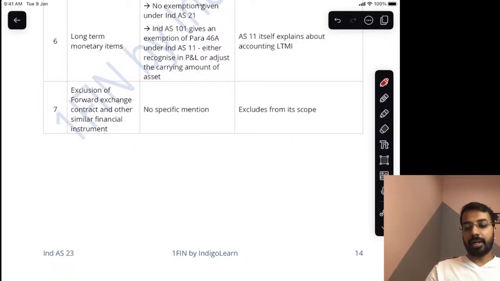Monetary item, non-monetary item, how to identify the difference? Monetary item, the amount is fixed. Customer, I have to receive 1,000, the amount is fixed. Supplier, I have to pay 1,000, the amount is fixed. Fixed asset, if you look at it, the amount that I will realize is not fixed. So it is a non-monetary item.